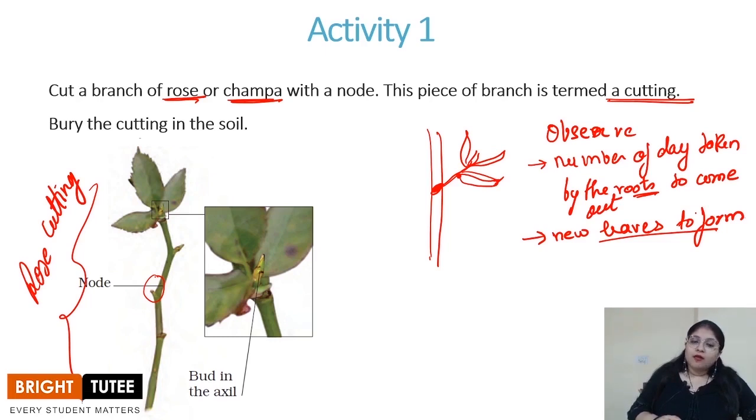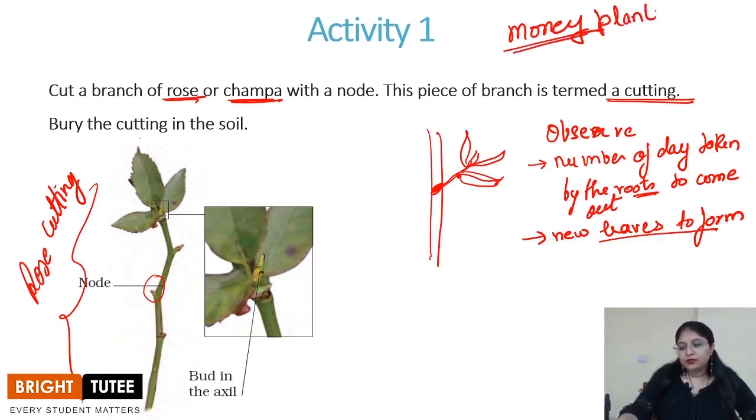Now this activity can also be repeated with the help of a money plant. You can take a money plant's cutting. Again, it should contain a node and you can keep it in a jar which has water in it. It will be easier for you to observe the formation of roots in that. So these are the two plants, or rather three plants, with the help of which you can perform this activity and make this observation. It is important to look at the observation because this will help you in understanding how quickly the roots are being formed and how quickly the plant is developing.